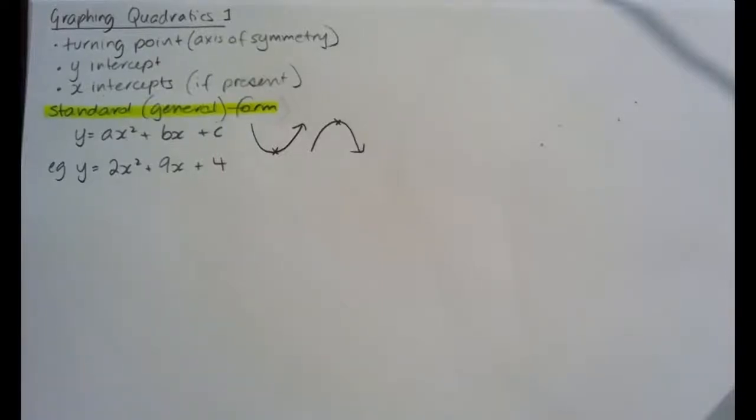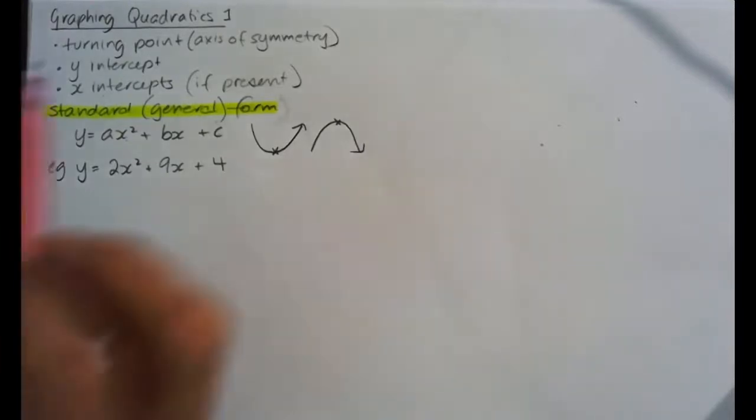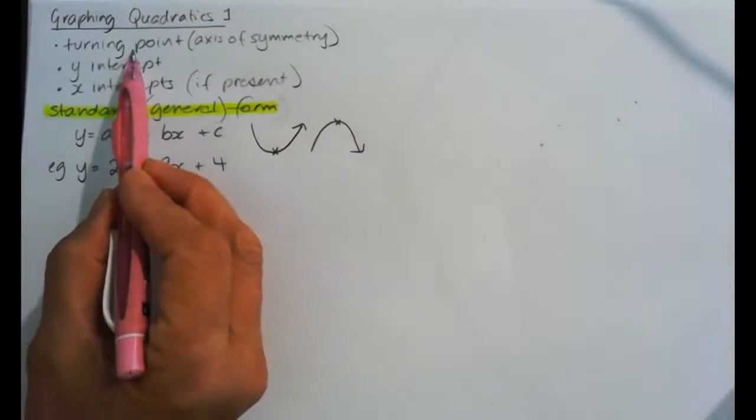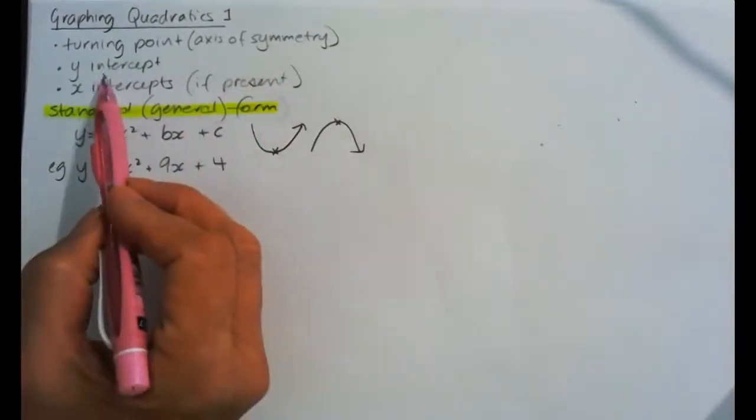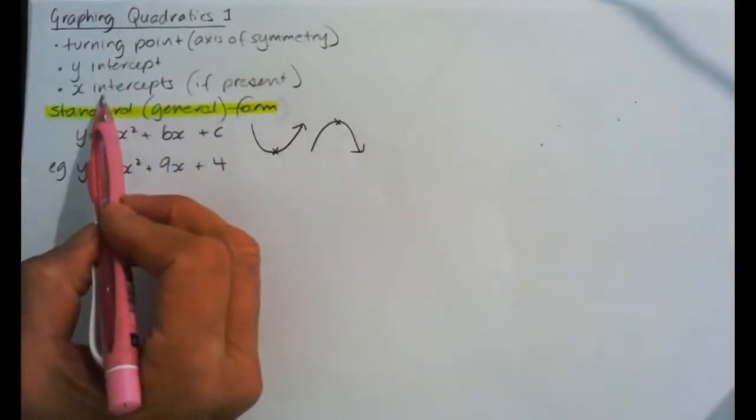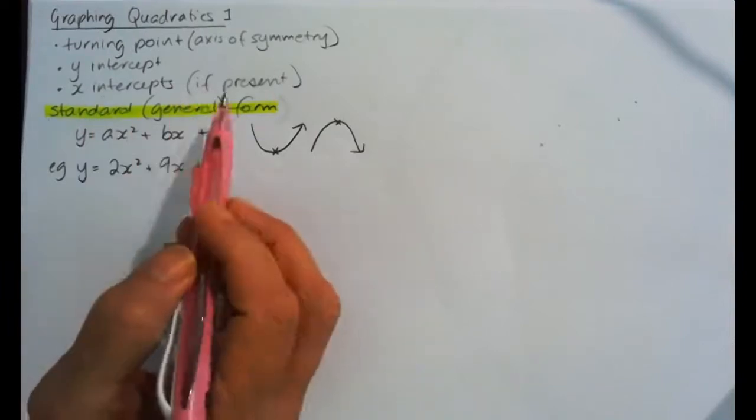Hi, in this video we're going to do a quick revision of graphing quadratics. Now remember, when graphing a quadratic you're going to get a parabola, but the key points that you want to find are the turning point with its axis of symmetry, the y-intercept and the x-intercepts, which aren't always present.